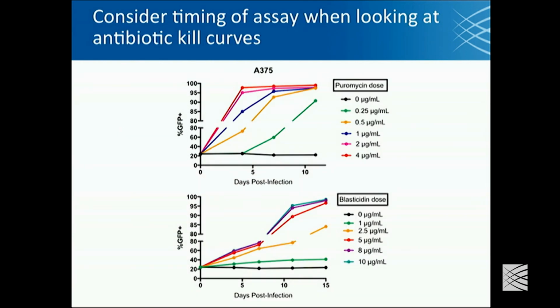So as you can see from these graphs with A375 cells, using, for example, 1 microgram per mil of puromycin, you don't actually see 95% GFP positive cells until around day 7. And so if you're planning to use an assay shorter than that, you would want to potentially use greater amounts of puromycin to see that actual killing. So you're going to have to do some optimization to make sure that you are completely selecting for your cell line.